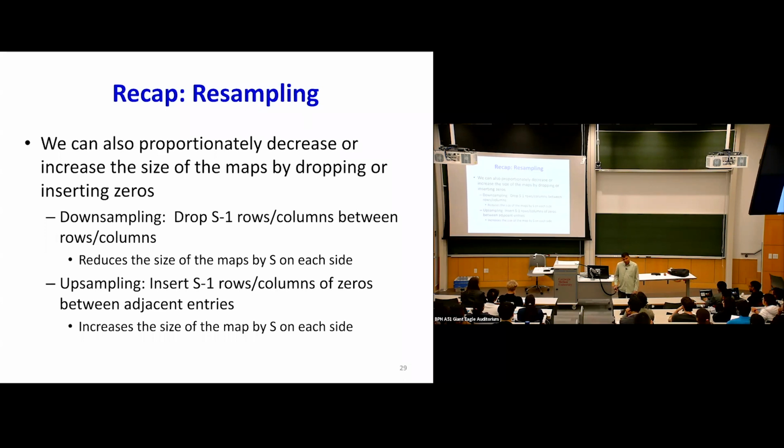Similarly, upsampling by a factor of S means that the output is going to be larger by a factor of S approximately along each dimension. I'm saying approximately because of edge effects, which can add a little jitter. But basically, when you upsample by S, it meant that after each row, you added S minus 1 rows of zeros, and after each column, you added S minus 1 columns of zeros.